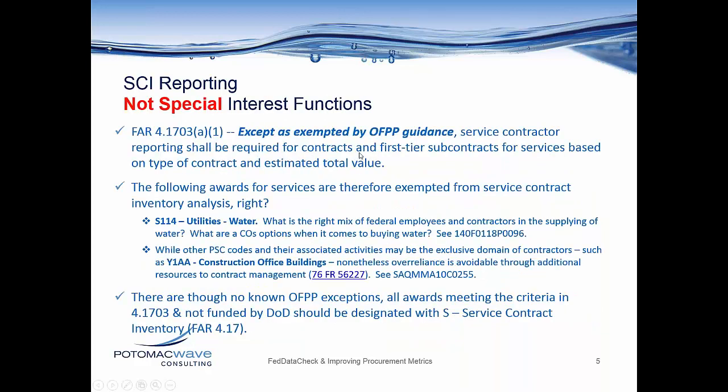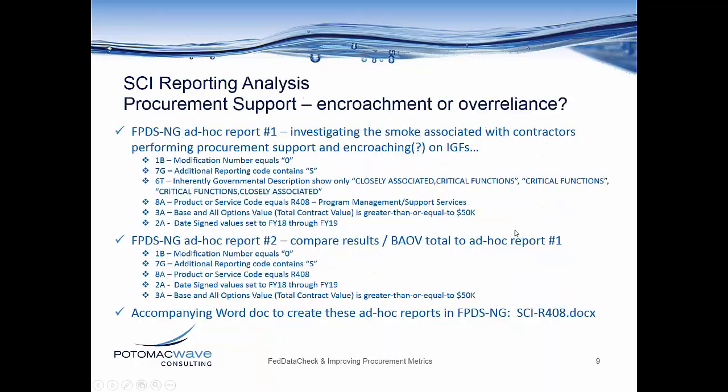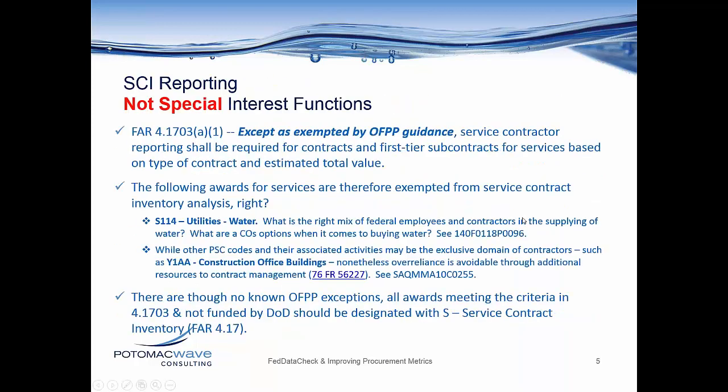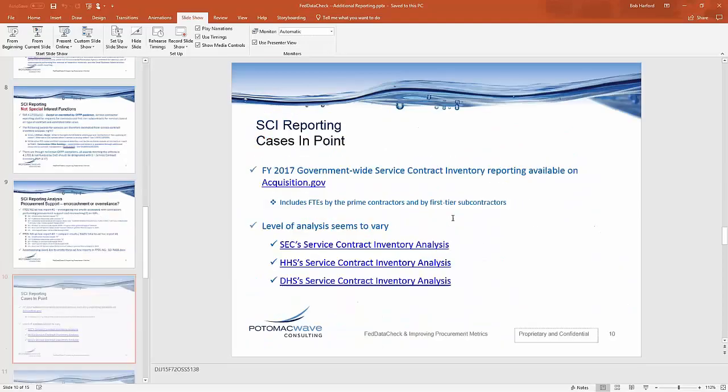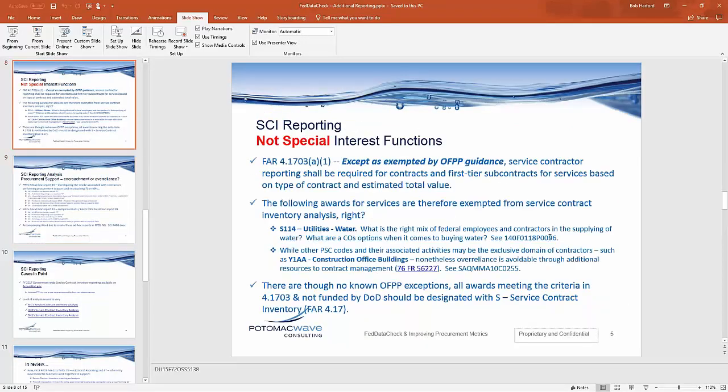Okay, remember that Form 1703A1 starts out with, except as exempted by OFPP guidance, service contract reporting shall be required for contracts and first-year subcontracts. An example that I had was, what about this award here? Is this exempted? Let's take a look at this in FPDS-NG.